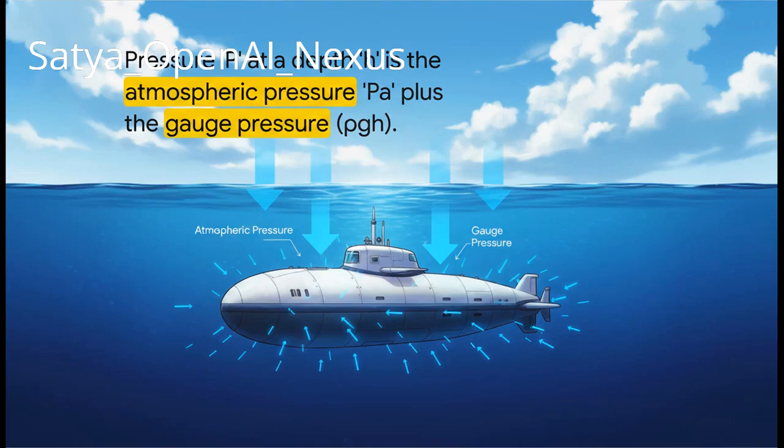So, you know that feeling when you dive to the bottom of a swimming pool and your ears start to hurt? That's this principle right here. The deeper you go in any fluid, the more the pressure builds up. And it makes perfect sense, right? It's because of the weight of all the fluid above you pushing down. So the total pressure down there, what we call the absolute pressure, is the pressure from the atmosphere at the surface plus the pressure from that column of water. And that extra pressure just from the water, we call that gauge pressure. It's the reason submarines need to be built so incredibly strong.